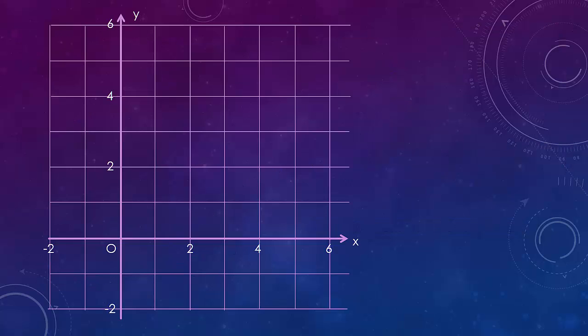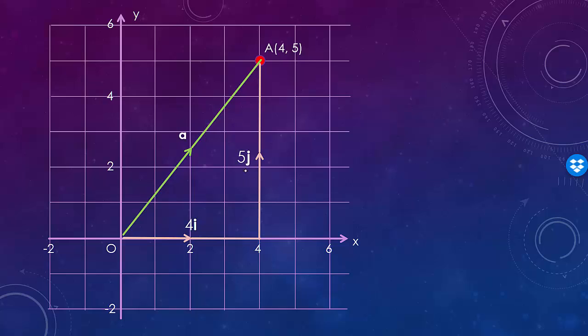So here we have a grid. And let's say we're considering the point A, which is at (4, 5). And we know how that works, 4 across this way and 5 up. We could represent it by this vector a. And a is 4 across in the x direction. Note I've written that as 4i. We'll come to that in a moment. And 5 up in this direction. Note I've called that 5j.